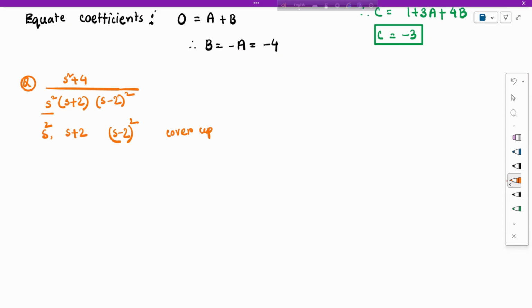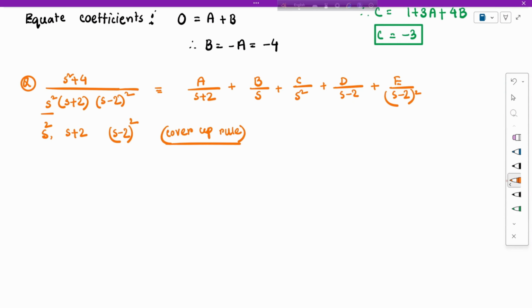Okay, so we are going to express it in terms of these expressions: p divided by s, c divided by s square. All right, so now you are left with 5 unknowns, and this will be really complex and tedious if you wanted to solve it with the equating coefficients method. So we're going to use the cover-up method, and let's see if we can solve this easily or efficiently.